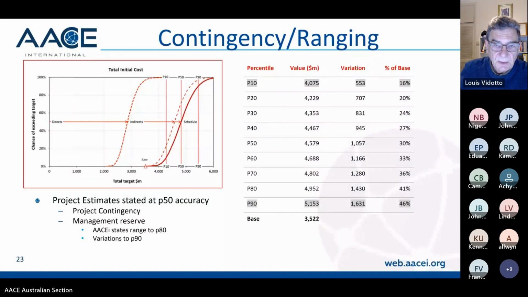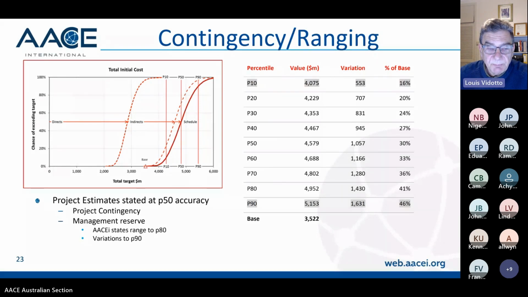Next one. So I put a couple of slides in just for contingency ranging. Again, this was a table that came out of a review where the base for the project was 3.5 billion. Once we looked at all of the estimate characteristics and the schedule characteristics, the quality of the estimate data, and also some of the risk that were inherent in the job, we came up with a P50 estimate value of 4.6 billion. Then, based on the spread of the Monte Carlo curving, it came up with a P10 of 4.075 and a P90 of 5.153.